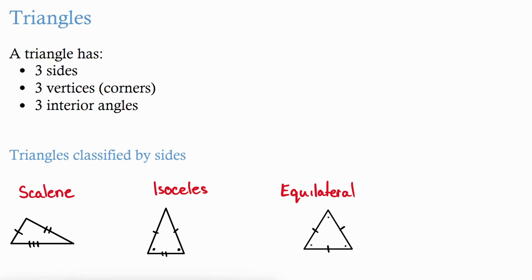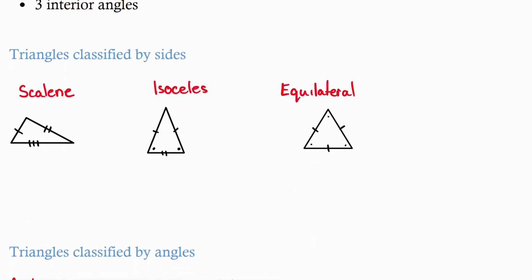In this video we're looking at triangles. So, a basic introduction to triangles: triangles have three sides, they have three vertices, which is just the mathematical term for corners, and they have three interior angles. Now, triangles can be classified in multiple different ways.